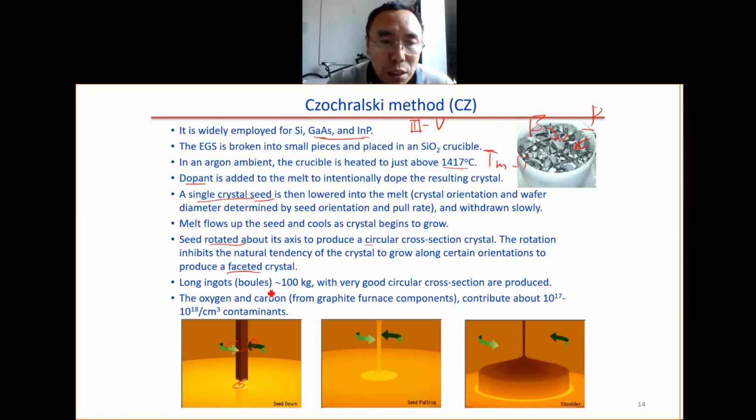This is called the boule. The boule can be very big, can be 100 kilograms. There will be a lot of oxygen coming in, because this container here is silicon dioxide. And also carbon from the graphite heating will come into the silicon, and they bring this amount of impurity.